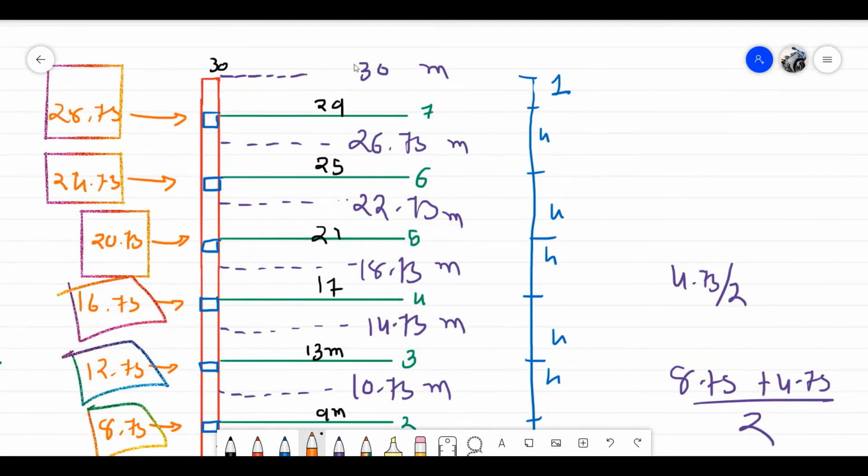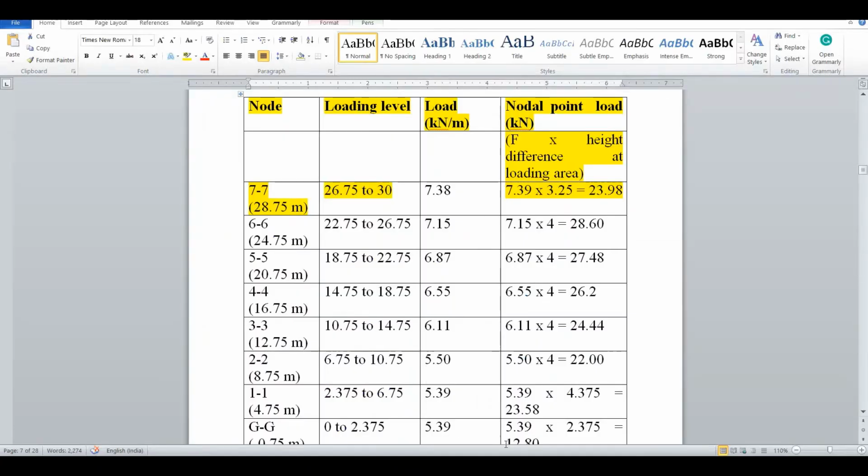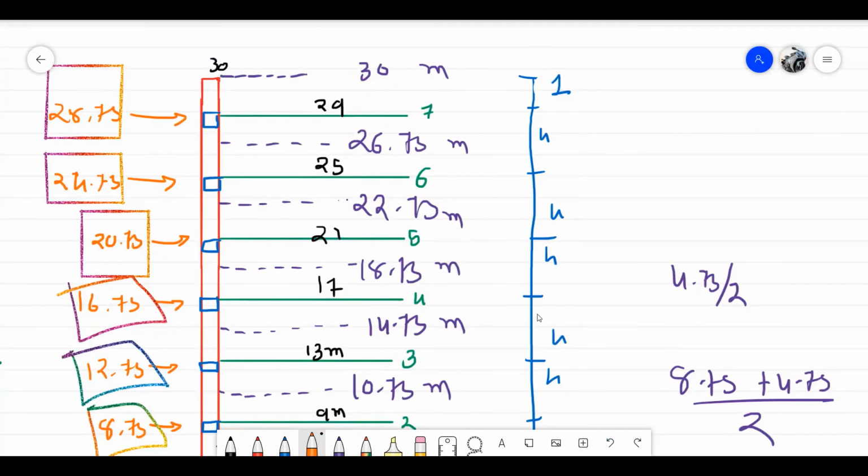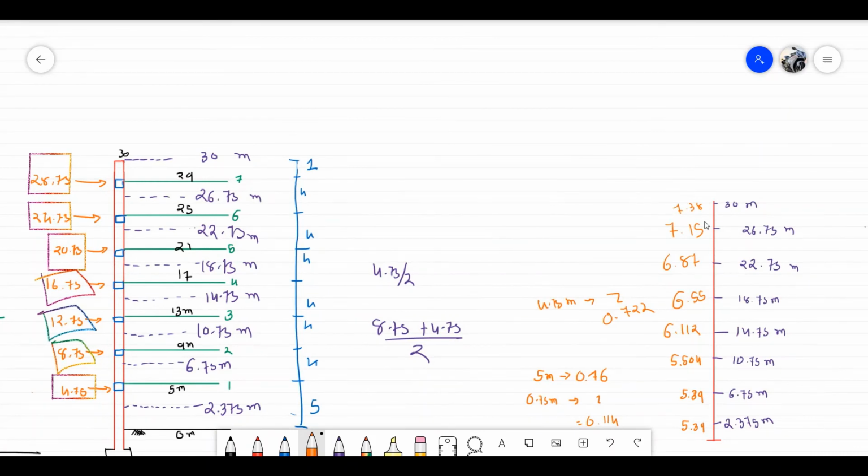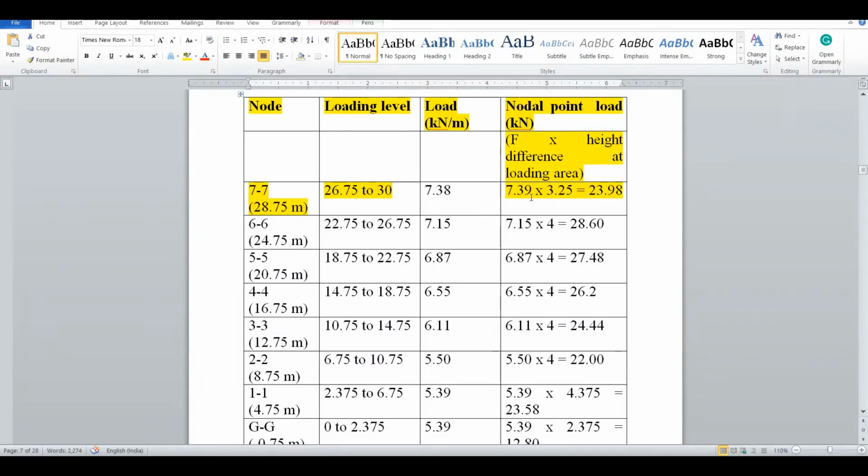26.75 into 30. The load is 7.38. Where did we get it? Yes, here, 7.38 maximum value. So 7.38 into 3.25 means the height difference, 26.75 minus 30. So the height difference is 3.25.